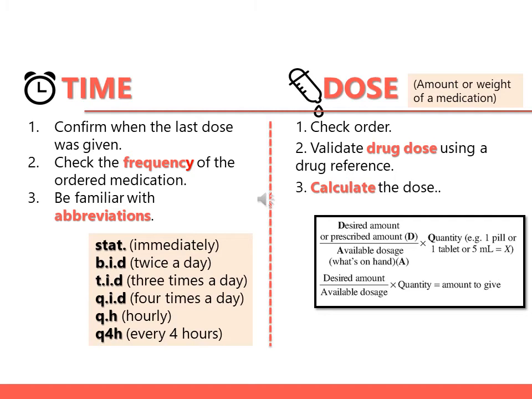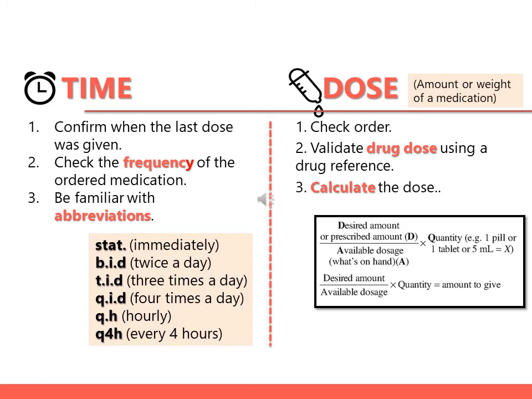The next right of medication administration is the right dose. Your patient is correct. You have prepared the correct medication. And you know when to give this medication. But the problem now is that you do not know how much medication to give to your patient. I am referring to dose. Dose means the amount or weight of the medication.